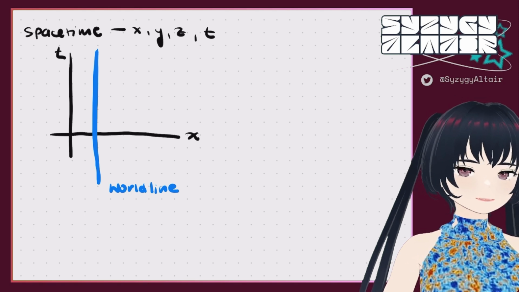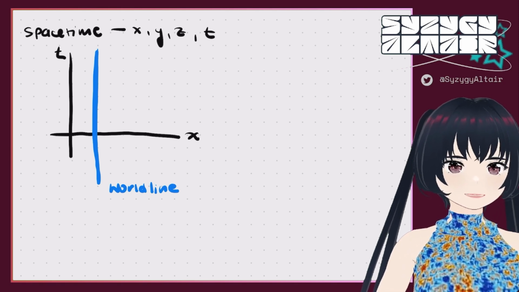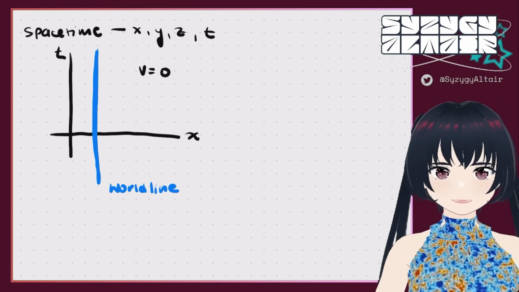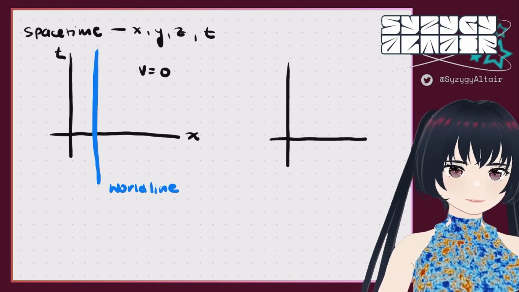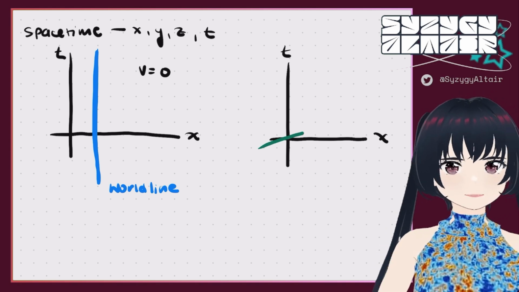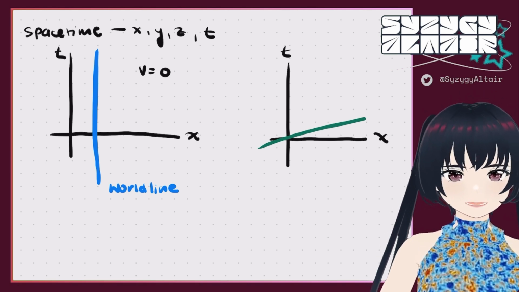If an object moves, its world line will be tilted. For instance, here's an object that's moving to the right. As time progresses, the object moves this way to the right. The slope of the world line then indicates the object's velocity, position over time.